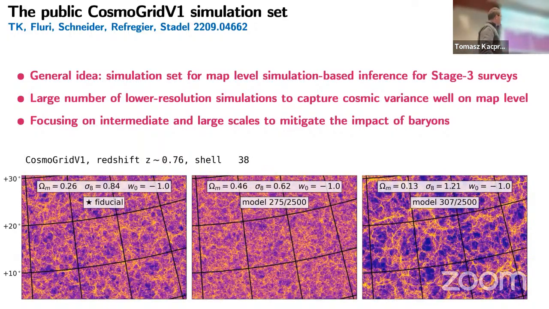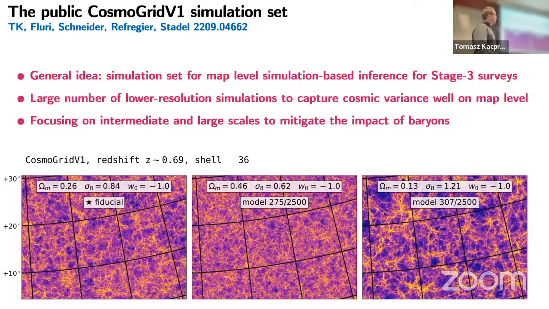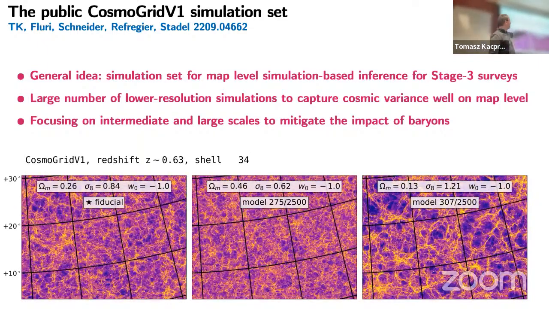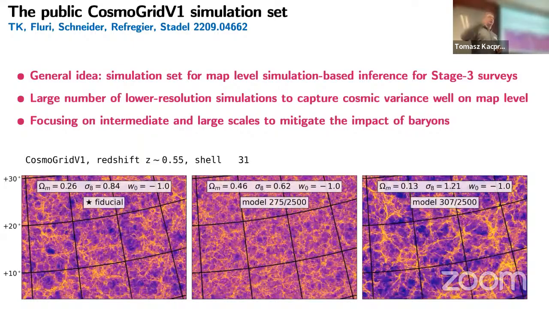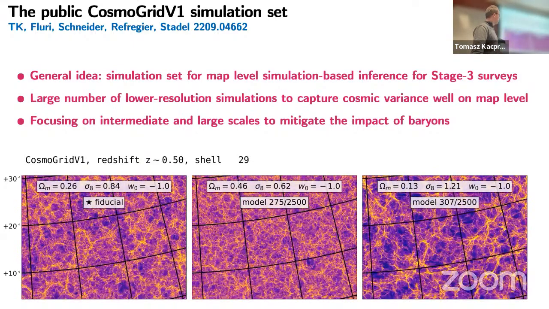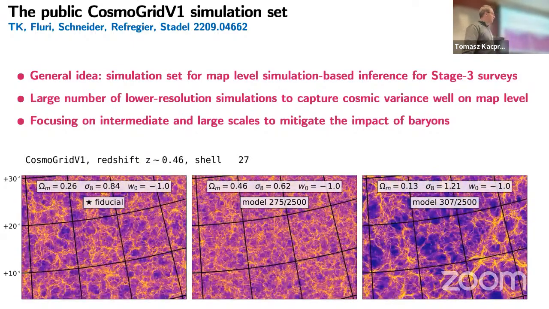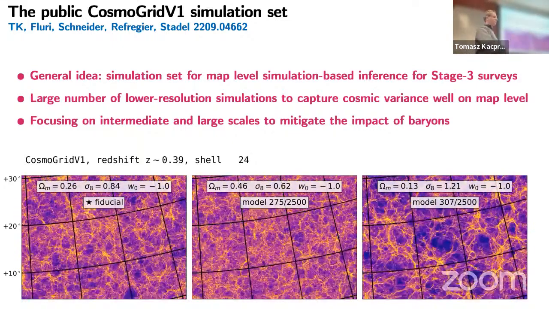So this is the way we structured it. We stored maps at different redshifts. Here you can see these shells counting down from high redshift to low redshift, and you can see how this structure evolves with time for different cosmological models.